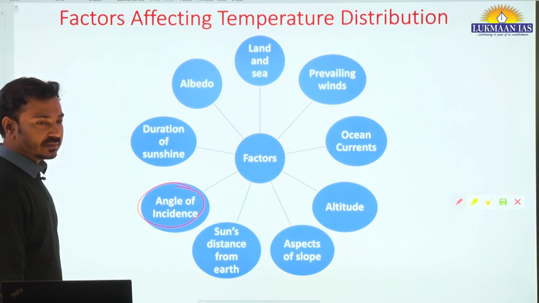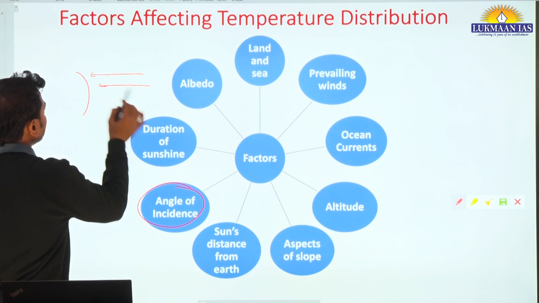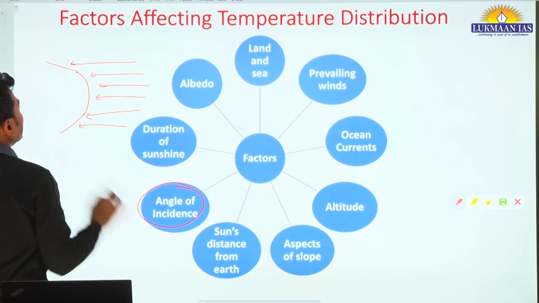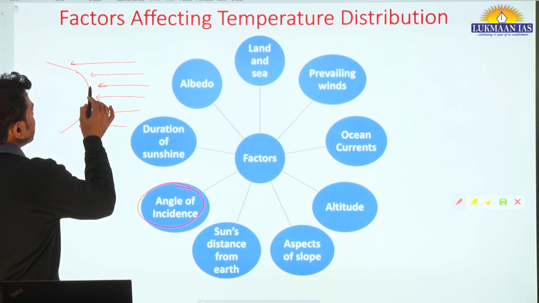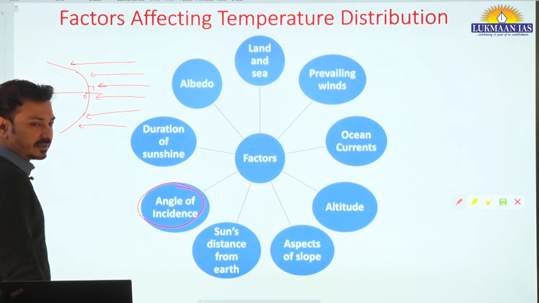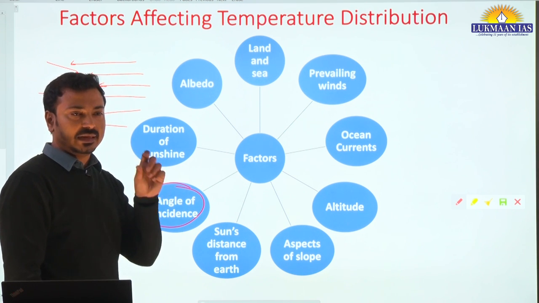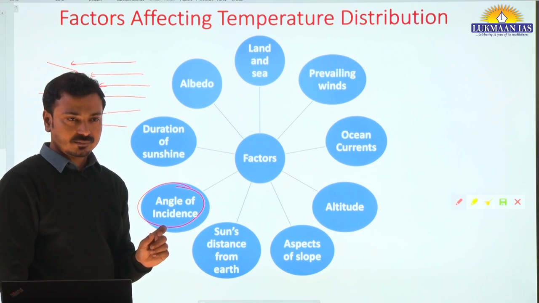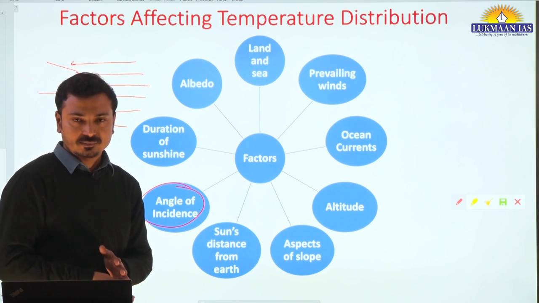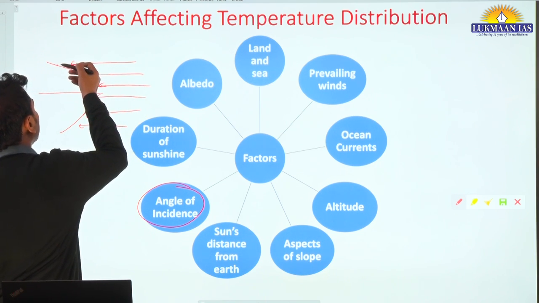So angle of incidence, jaise hum equator pe baat karte hain, sun rays are coming like this, suppose, it is visible, right? Online students, now when we are talking about the angle of incidence at the equator, it is perpendicular, it's 90 degree, okay, and therefore the sun rays are penetrating a very less thickness of the atmosphere, and that's why they are getting scattered less as compared to these rays, as they are passing through the atmosphere to larger distances.